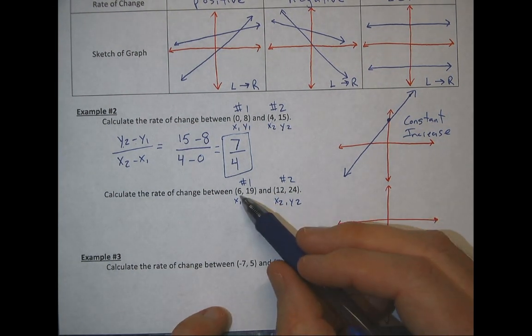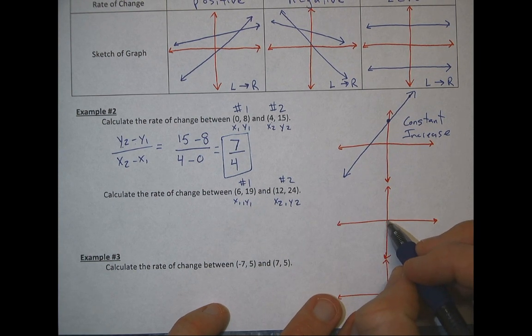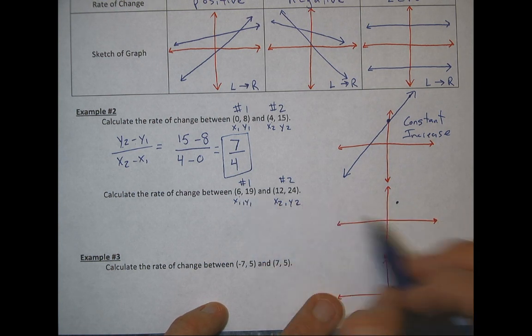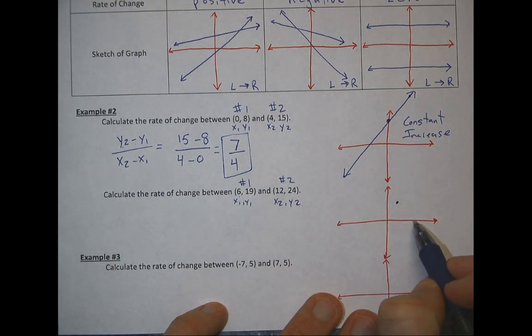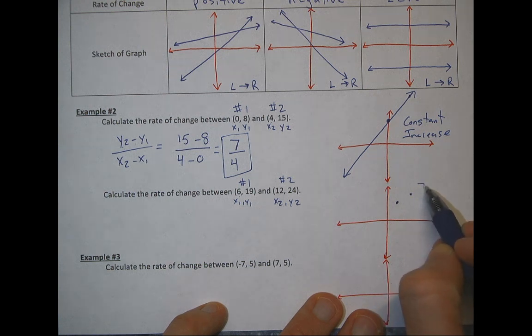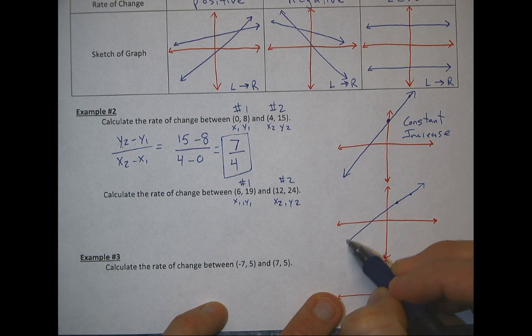All right, if we had 6, 19, I'm going to kind of make this smaller. So let's say 6 was here and 19 was here. And then relative to that, if this was 6, then 12's out here. And if this was 19, then 24 is up here. So you see it looks like this.